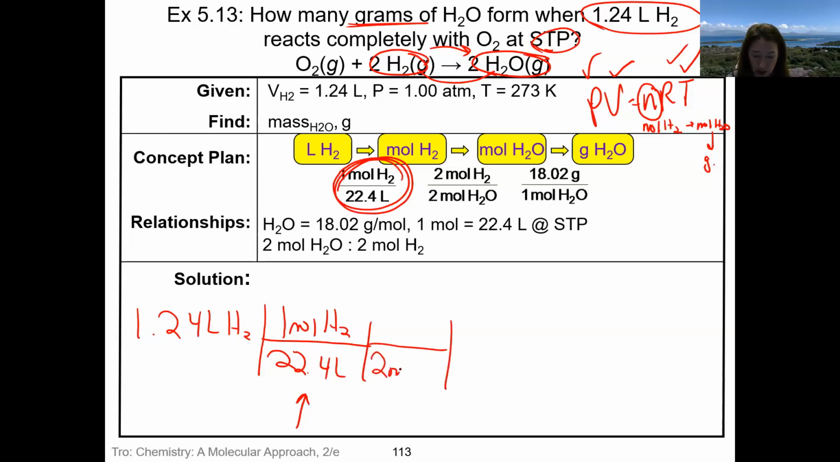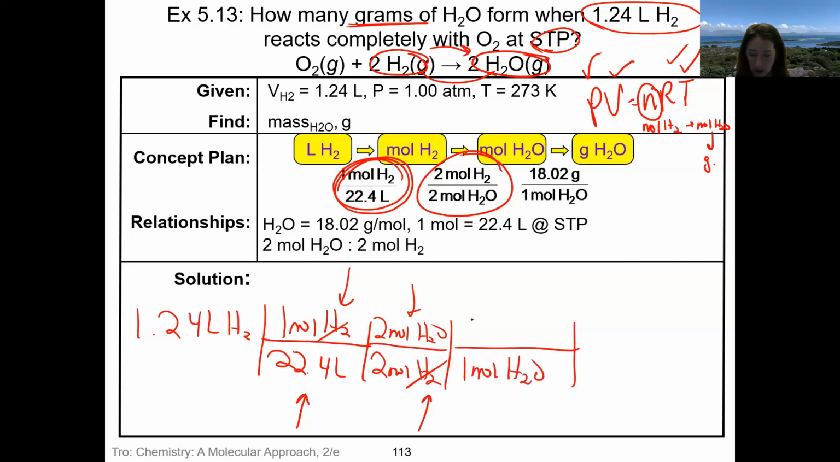2 moles hydrogen, which I erased my mole ratios, 2 moles hydrogen. Oh, I wrote it here. 2 moles water. Remember, hydrogen has to go on the bottom because we need to cancel out that unit. Now I'm at moles. Easy peasy, go to grams. 1 mole water, 18.02 grams of water.